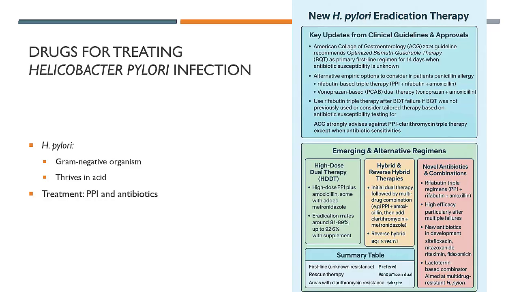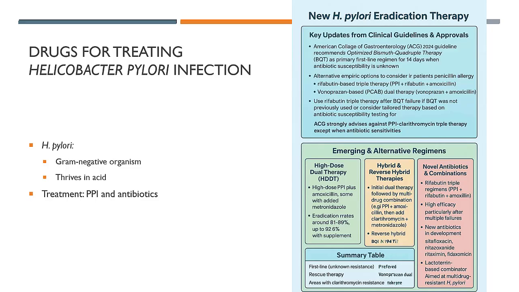The drugs for treating H. pylori infection. H. pylori is a spiral-shaped gram-negative organism that has adapted to thrive in acid. It commonly causes chronic infections and is usually acquired during childhood. In the United States, infection is less common in children, but incidence increases with age, with about 50% of people age 60 plus being infected.